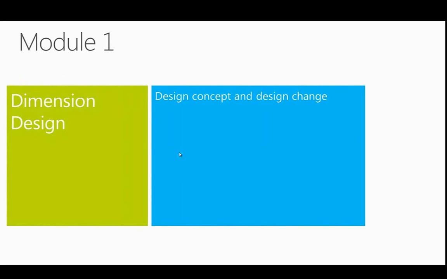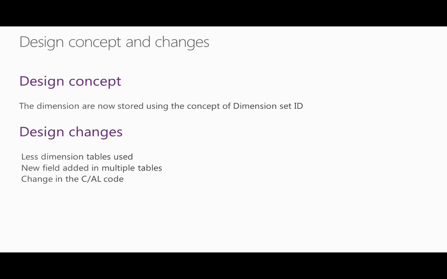Design concept and design change. To better understand the design concept, we need to talk about the previous design concept. In the previous version, we used to store dimensions in multiple tables. Every posting, for invoice or from journal, had a specific table to store dimensions. In the new design, we introduce a new concept.